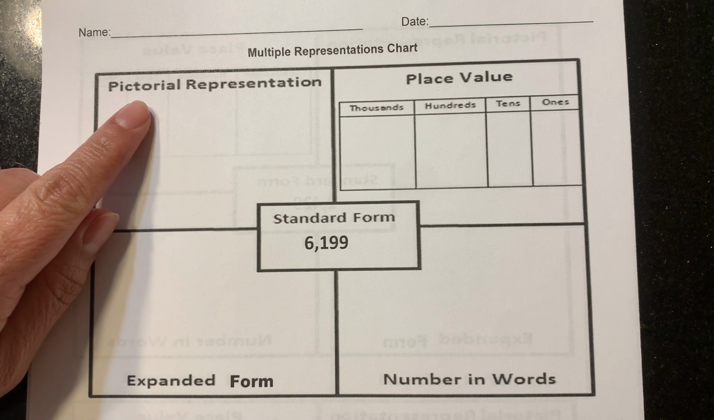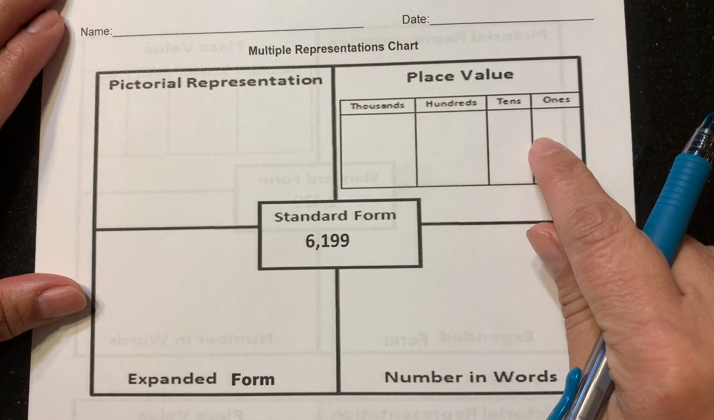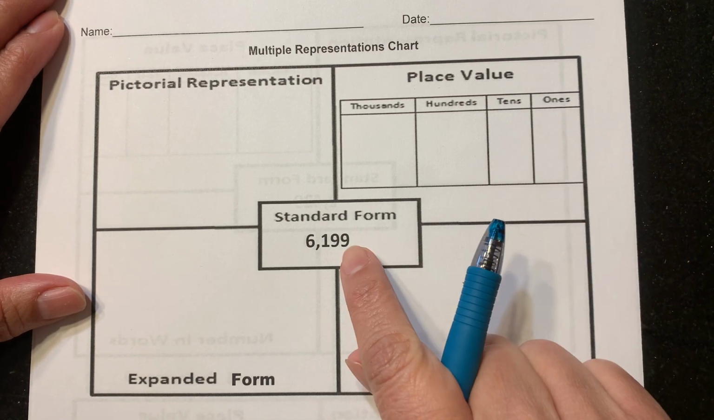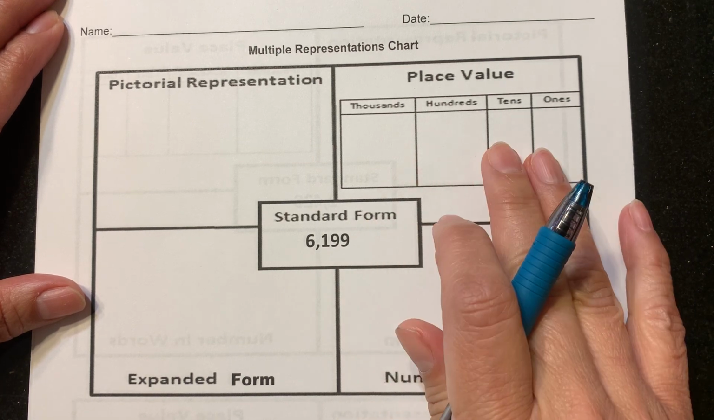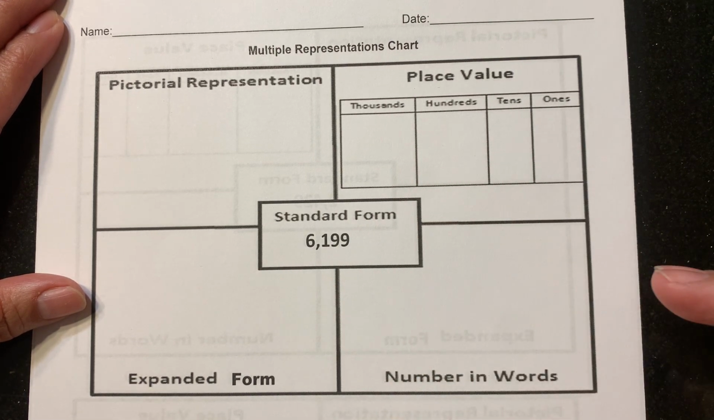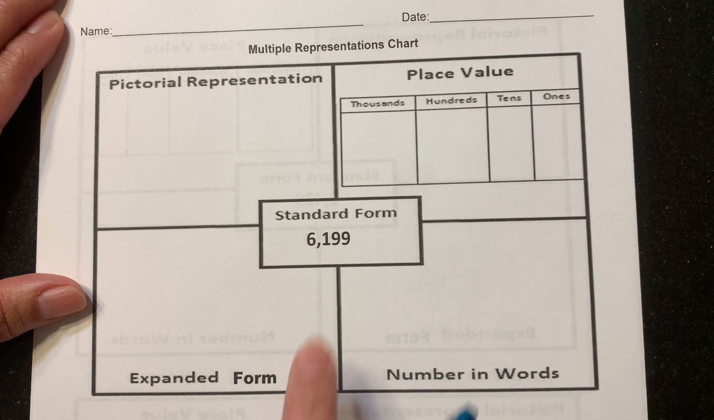First, we look at pictorial form, and what that simply means is that you need to draw a picture. Here you see the place value chart. So when you take your standard form of the number, you will be placing it in the place value chart to see the value of each number. Next is the expanded form. That's when you're going to take this number and decompose it into the different values. And finally, you're going to write the number in words.